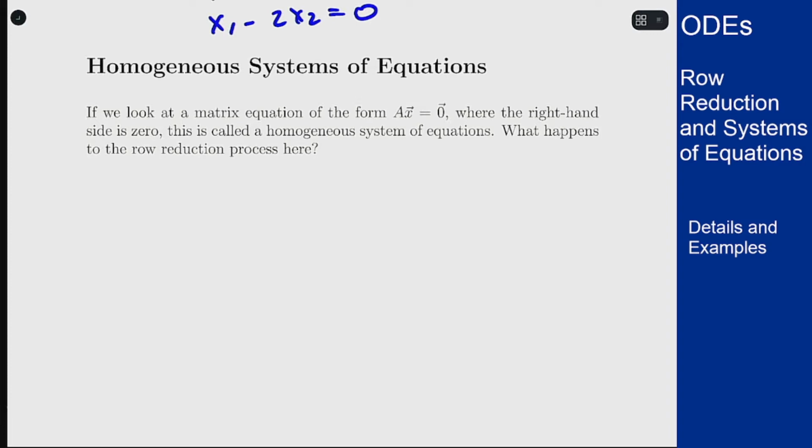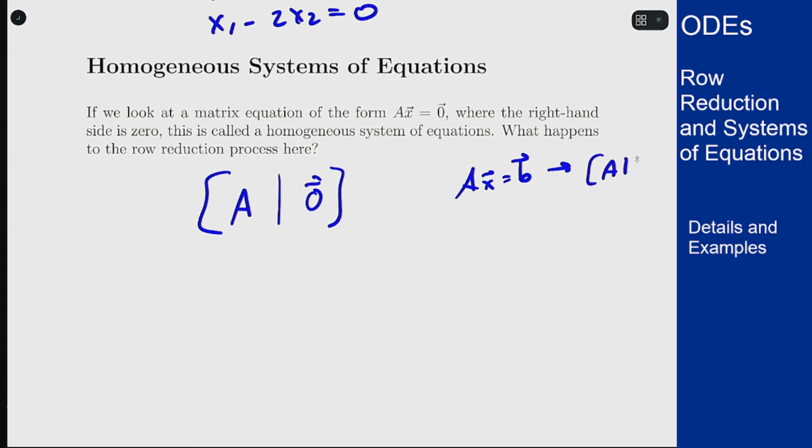But what happens to row reduction in this case? Well, you can do the augmented matrix like you would normally do. I would get the matrix A on the left side, because that's how the coefficients fit into the row reduction process. But the right-hand side here is just going to be the 0 vector, as it always is. For solving Ax equals b, your augmented matrix is just A on the left and b on the right. But what do our row operations for row reduction do to this matrix?